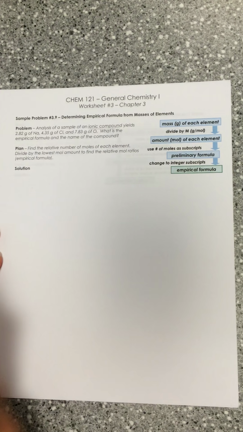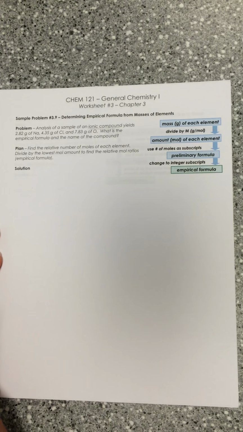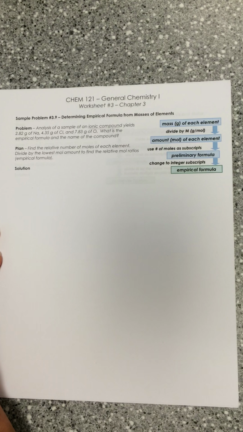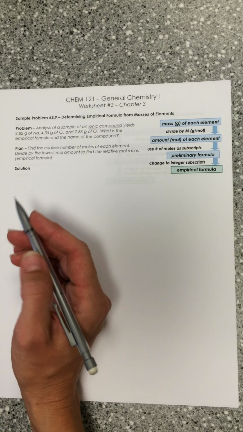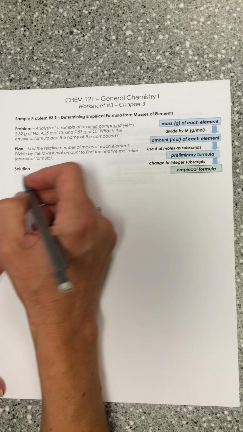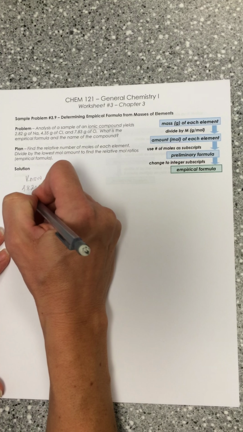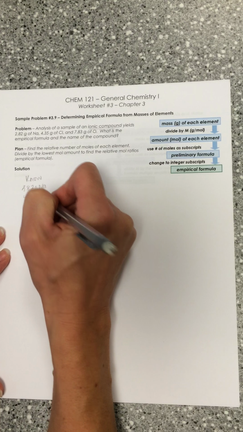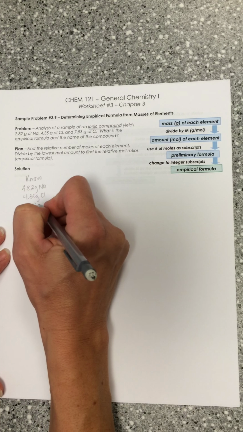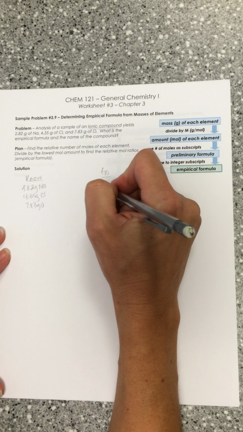And again, if they didn't tell us that it was an ionic compound, hopefully when we saw that we had a metal and then 2 nonmetals, we would have known that that was an ionic compound. But we want to calculate the empirical formula. So again, giving information that we know, we are given masses of these substances. So 2.82 grams of sodium, 4.35 grams of chlorine, and 7.83 grams of oxygen. Where we want to go is we want to know the empirical formula.